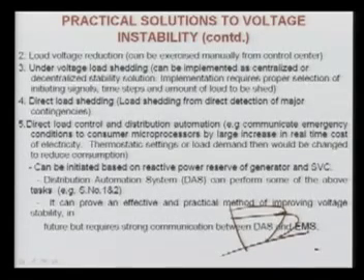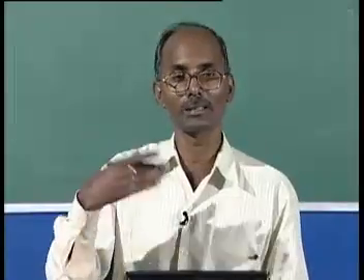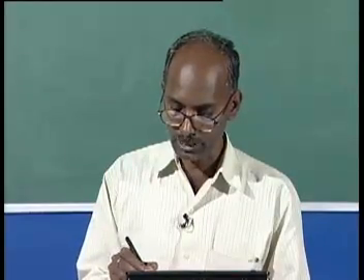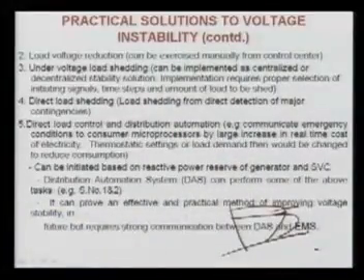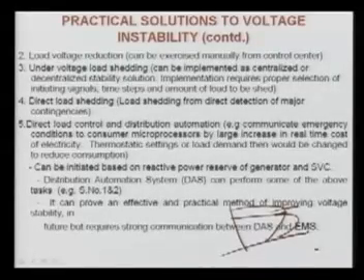So you have to block the OLTC action in very severe cases, especially when it is going to act in a reverse direction, meaning when you are trying to increase the voltage, it is reducing the voltage, and then it lands in the unstable part of your PV curve. So you can block that OLTC, especially during emergency cases. Now load voltage reduction can be exercised manually from the control centers.